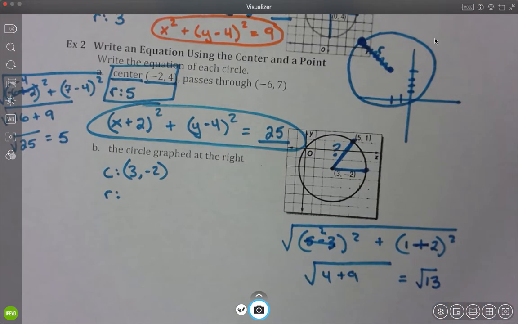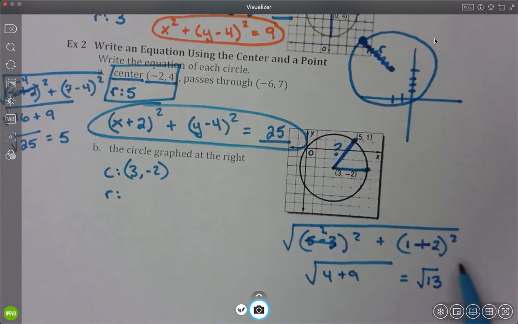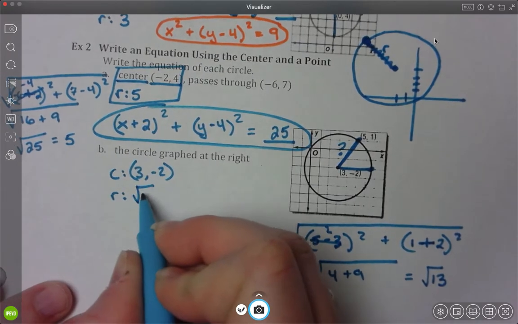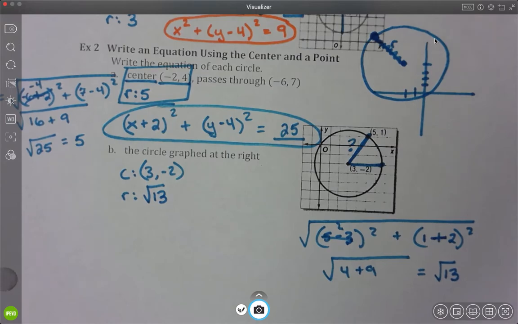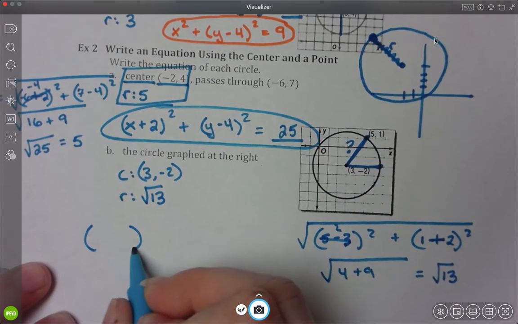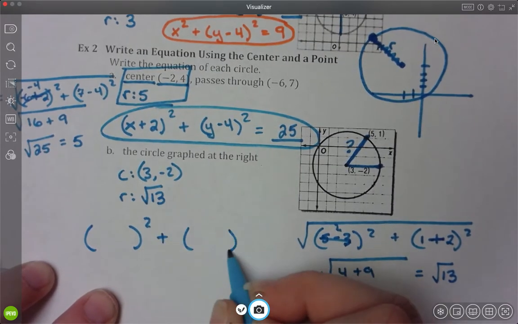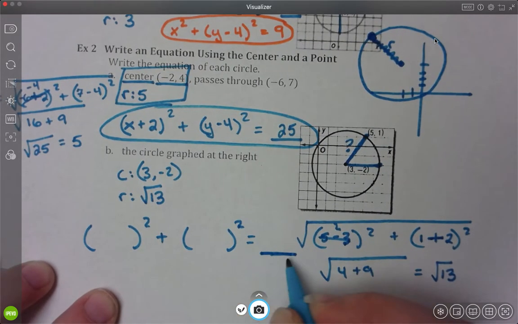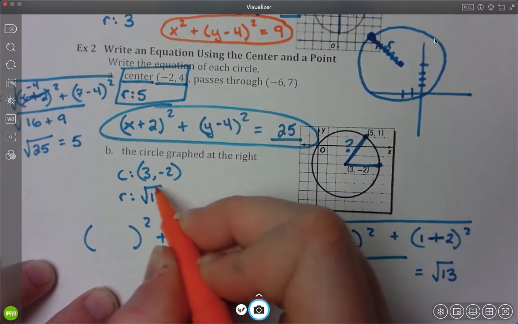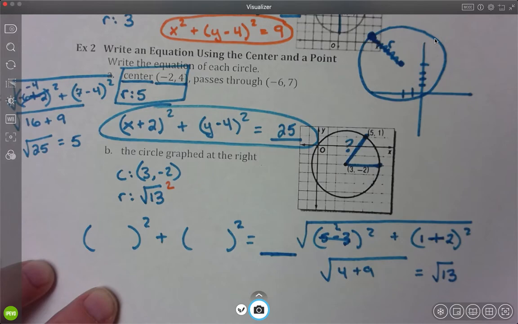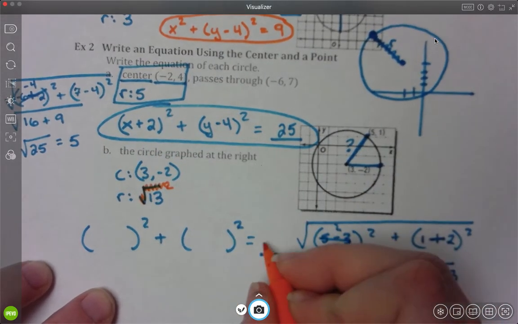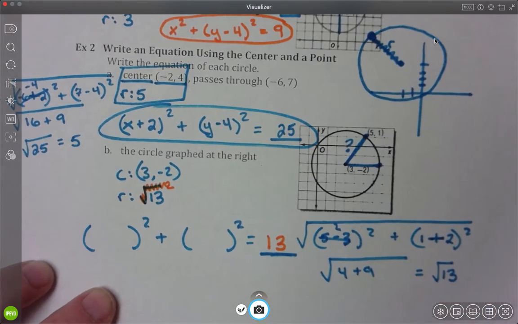13. Here's what I don't want you to do. I don't want you to actually figure out what that is as a decimal. Okay, and here's why. We're going to write the square root of 13 as my radius, because when we do our formula for our circle, this guy is the radius squared. So let's think about it. If you take the square root of 13 and you square it, what's going to happen is that's just going to go away, and this number will just be 13 here.